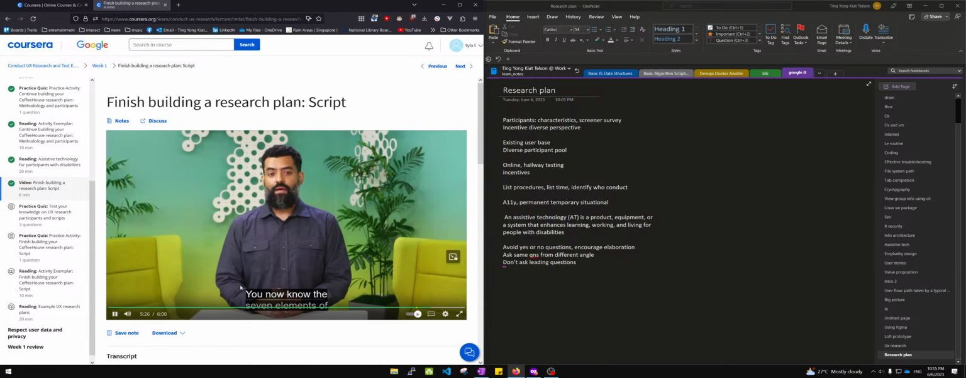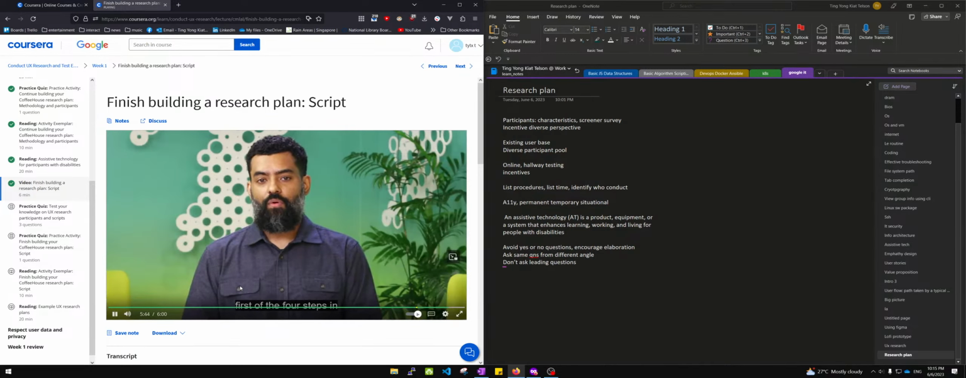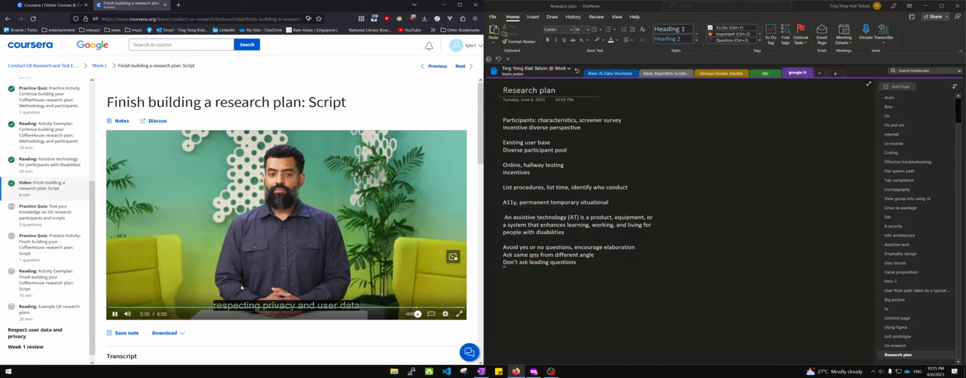That's it. You now know the 7 elements of a UX research plan: the project background, research goals, research questions, key performance indicators, methodology, participants, and script. You're ready to create your own plan, and you've completed the first of the 4 steps in a UX research study: plan the study. Congratulations. Next, we'll discuss respecting privacy and user data when conducting research. These are important considerations to keep in mind as you develop your plan and conduct the study.